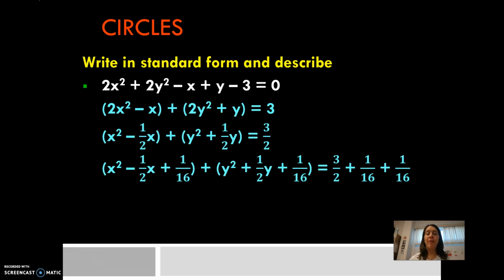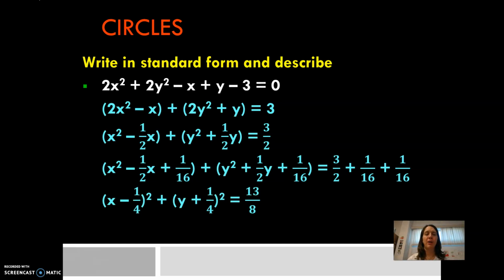I'm now ready to factor. Because of all these fractions this time, we're just going to describe. So our first parenthesis, I have x minus 1/4 squared, and then our plus sign again in the middle. That's a requirement for our circle. The second parenthesis, y plus 1/4 squared, and I was able to simplify the right side by making a common denominator, and that gave me 13/8. Again, we're not going to be responsible for graphing this kind of equation because of all those fractions. We just want to be able to describe it.